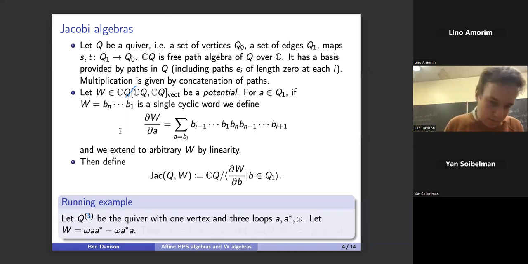So I get the commutator of A and A star. Likewise, if I want to take the non-commutative derivative with respect to A, I cyclically permute A to the front of every word and delete it. And that way I get A star omega from the first word minus omega A star from the second word. I get the commutator of omega and A star.